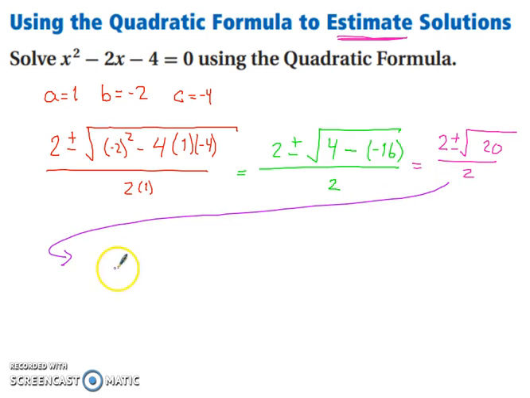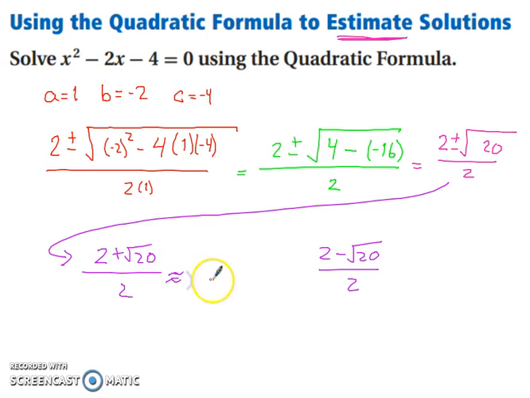So let's simplify what we have and estimate our solution. So we end up with 2 plus the square root of 20 divided by 2, and we end up with 2 minus the square root of 20 divided by 2. And when we simplify, we end up with about 3.24 and about negative 1.24. So you have an estimated set of zeros.